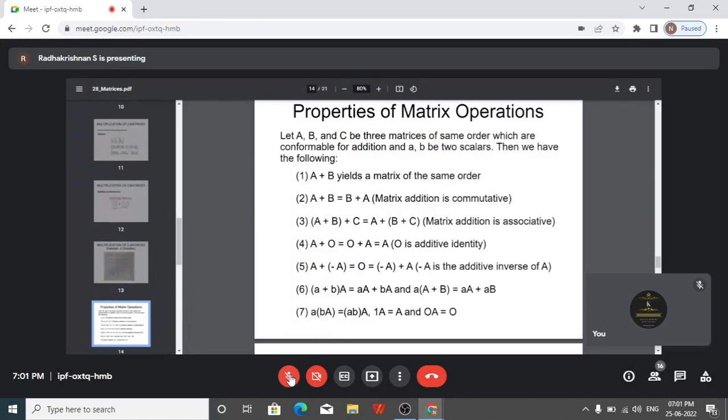And then the unit matrix, written as I, is the unit matrix. So 1 into A equals A and O into A equals O. So these are some common properties of matrix operations.